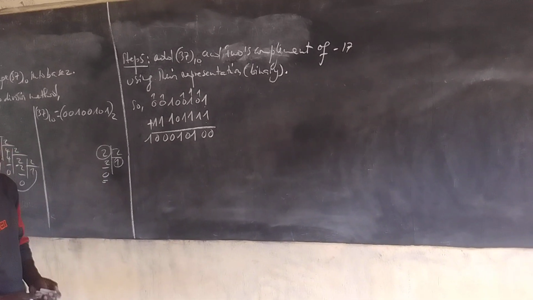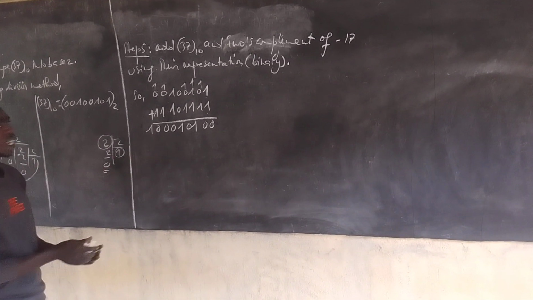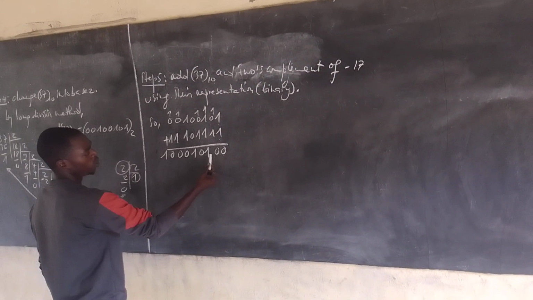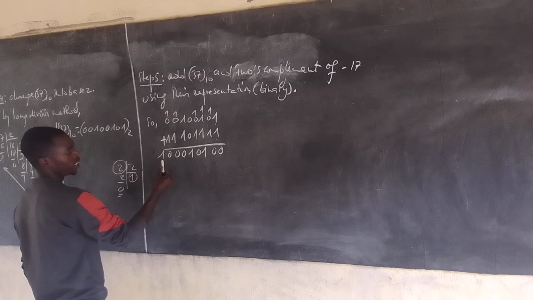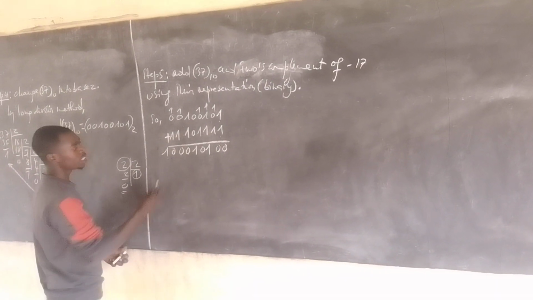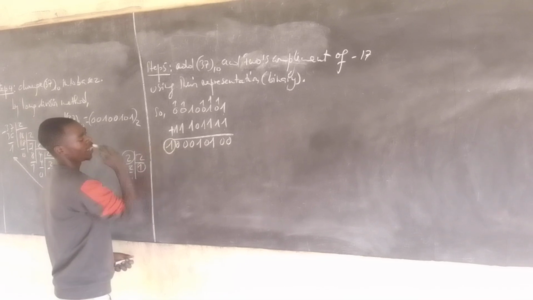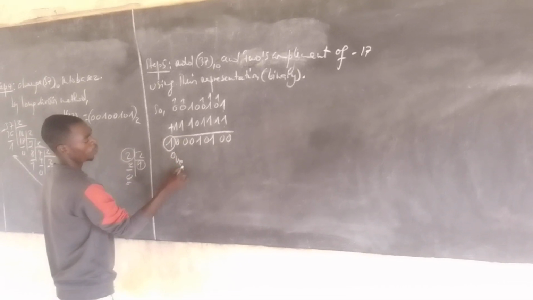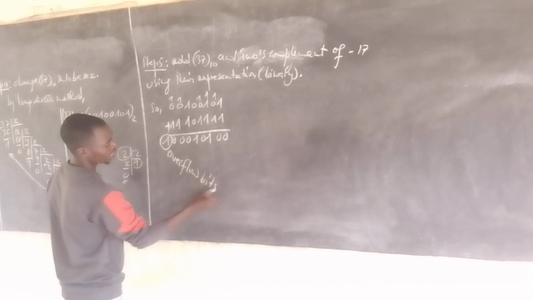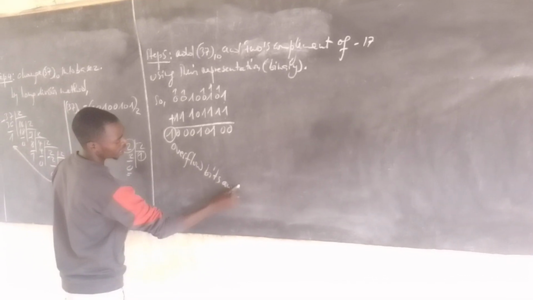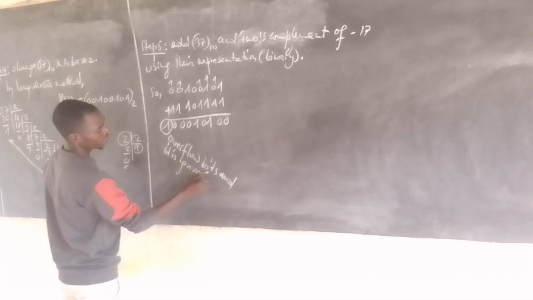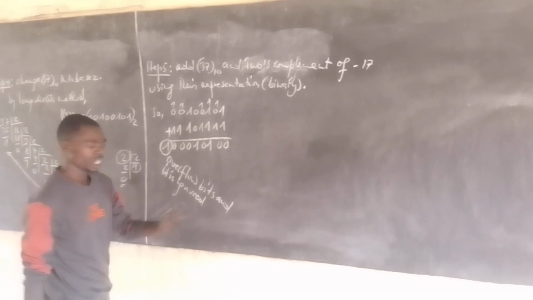So you see, here we get 9 bits: 1, 2, 3, 4, 5, 6, 7, 8, 9. But we should have 8 bits. This extra bit here is called the overflow bit, and it is ignored.